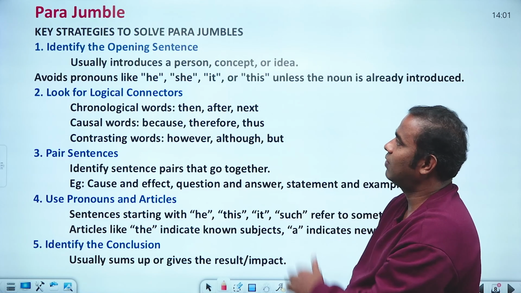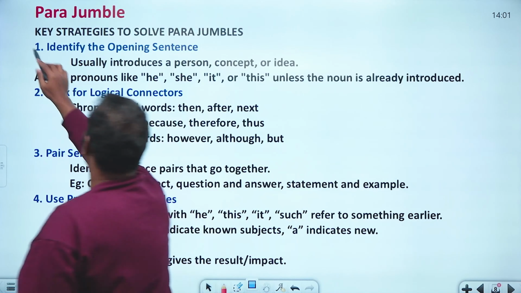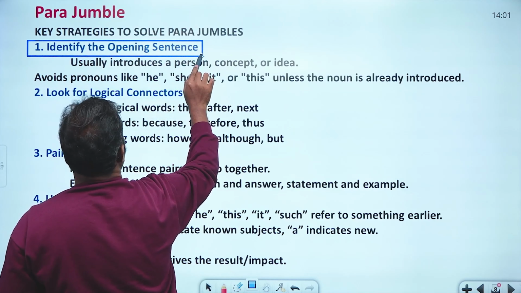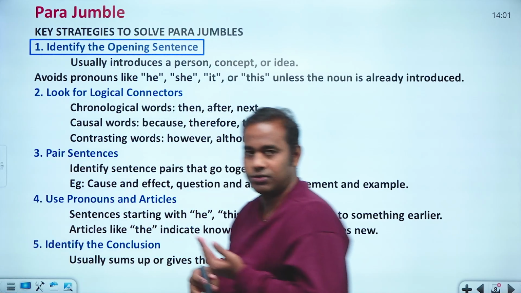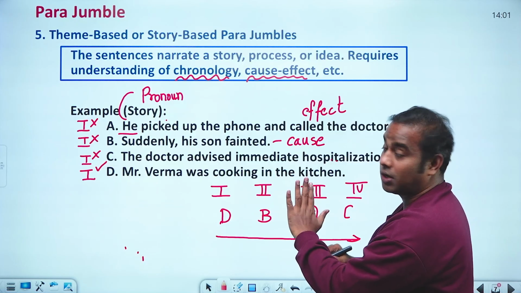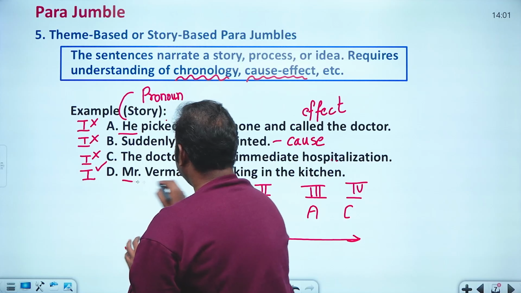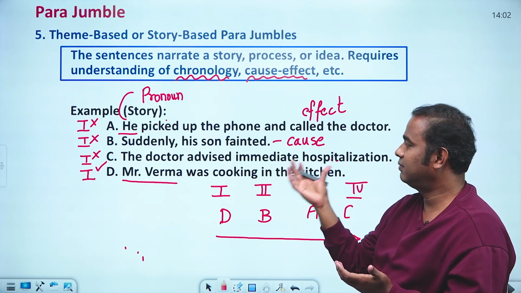So what is the logic to follow? The first thing you need to do is identify the opening statement. When you identify the opening statement, there are certain rules, like we have seen just before. It always starts with a noun. Why? Always the sentence starts with a subject. Okay, so subject, verb, object.